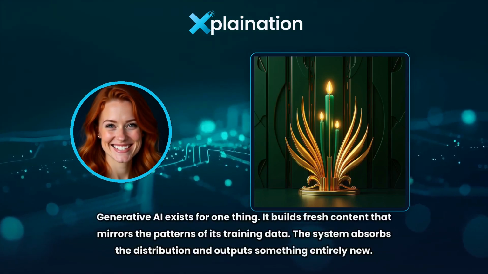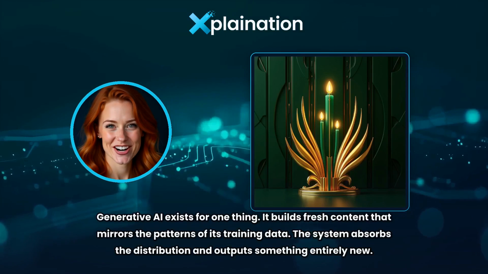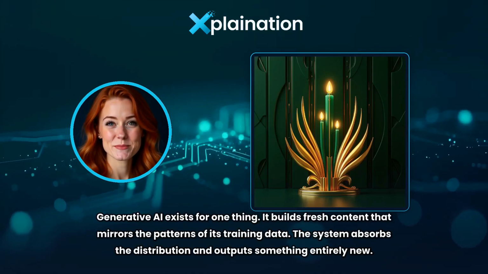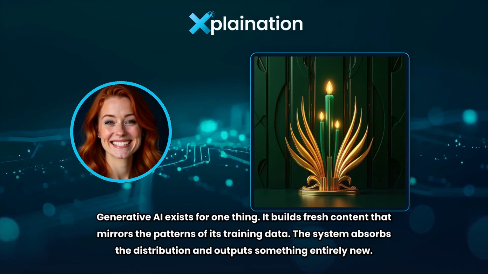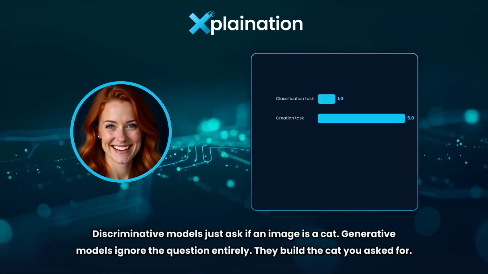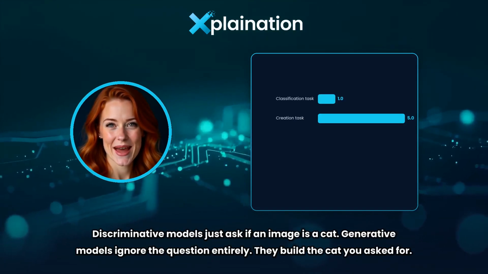Generative AI exists for one thing. It builds fresh content that mirrors the patterns of its training data. The system absorbs the distribution and outputs something entirely new. Discriminative models just ask if an image is a cat. Generative models ignore the question entirely. They build the cat you asked for.